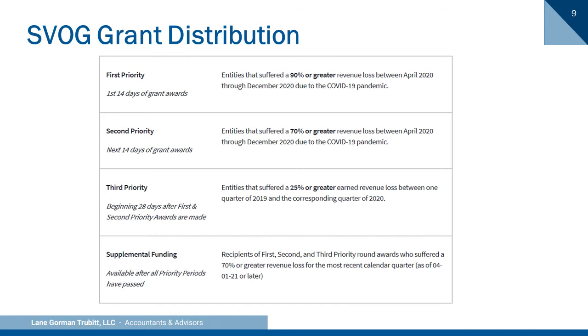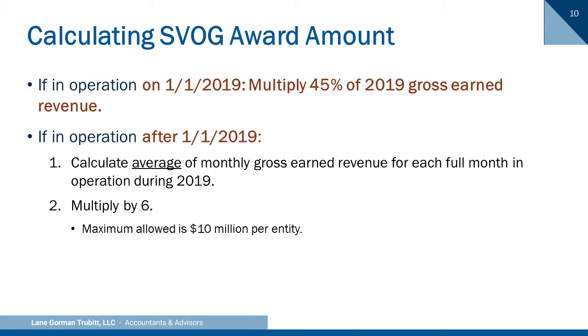All right, so in this slide, we're going to take a look at calculating the SVOG grant amount. There are 2 different methods based on when you are in operation. If your organization was in operation on January 1, 2019, you would take 45% of 2019 gross earned revenue. And if your organization was in operation after January 1, 2019, there are 2 different steps. So first, you would take the average of monthly gross earned revenue for each full month in operation during 2019. Then you would multiply that average monthly revenue by 6. No matter which category you fall under, the maximum allowed is $10 million per award. So once you calculate, if your award amount is below $10 million, that's the amount that you're going to be awarded. But if it's above $10 million, then it would be the $10 million that you're going to be awarded.